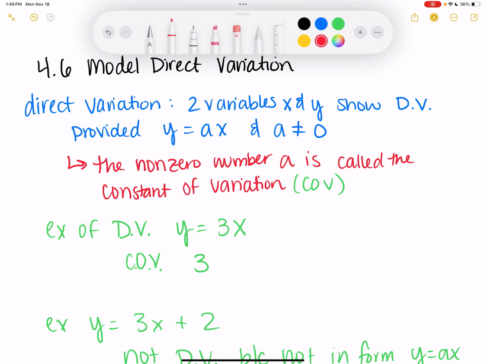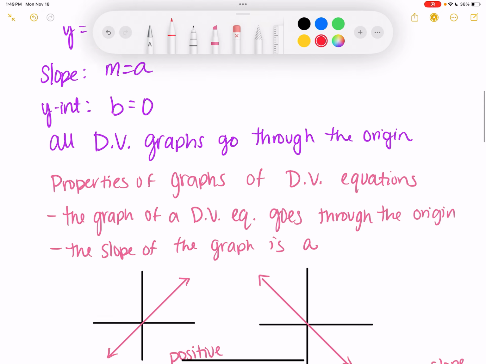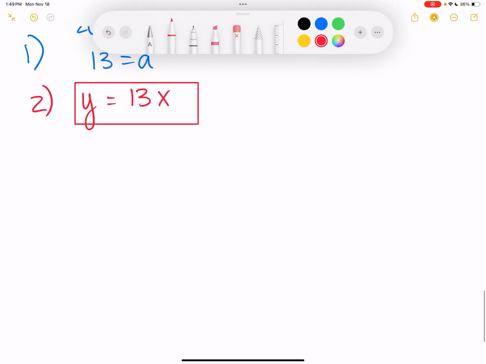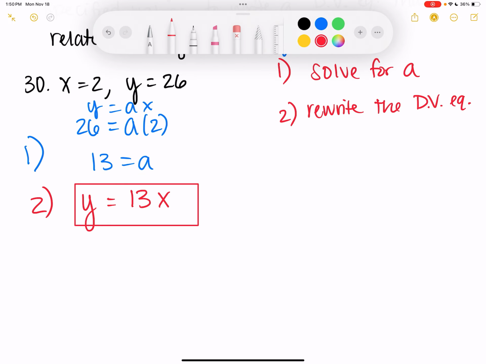Y equals ax is the equation for direct variation. They gave me x and y, I have to solve for a. With the information they gave me, that is not written in a direct variation equation. So solve for a first, and then we go through and we rewrite it to actually get our direct variation equation. Okay, this is actually the direct variation equation here.